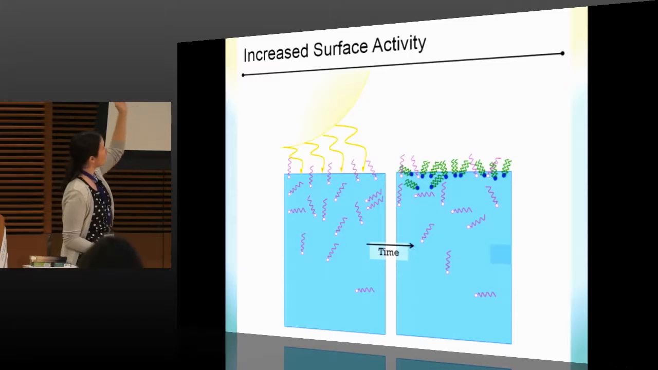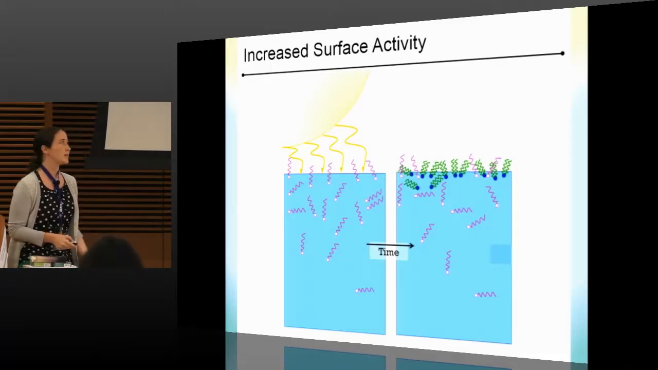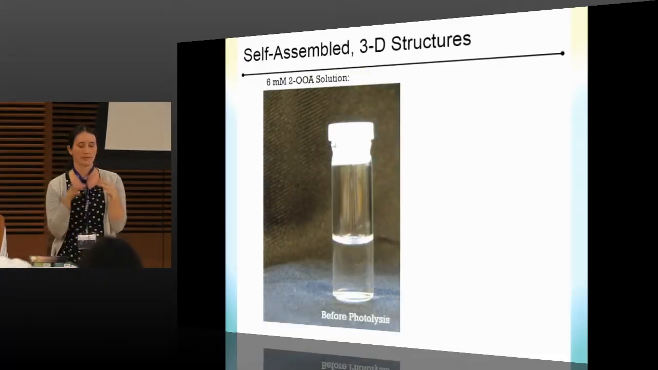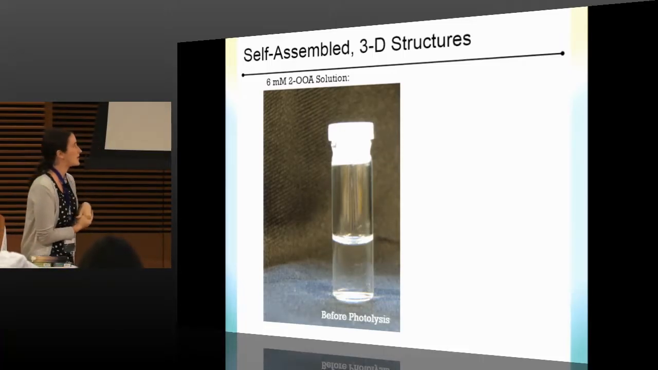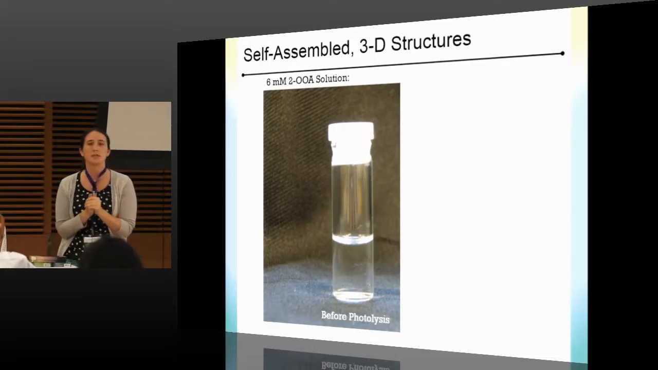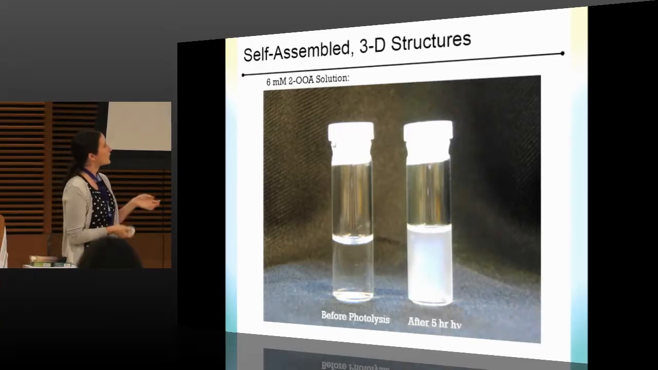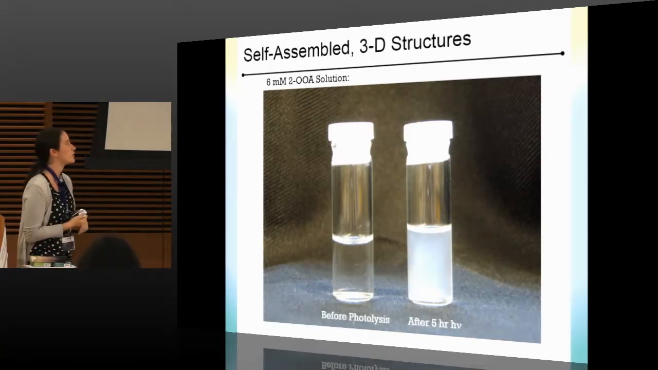And yes, so the schematic is, as we're doing the photochemistry, these molecules are going to start partitioning more and more to the surface. Our solution starts off clear, there are no micelles, we're below the critical micelle concentration. And as photolysis proceeds without any further aggregation, the solution becomes cloudy. So we're forming self-assembling 3-dimensional structures during our photolysis.